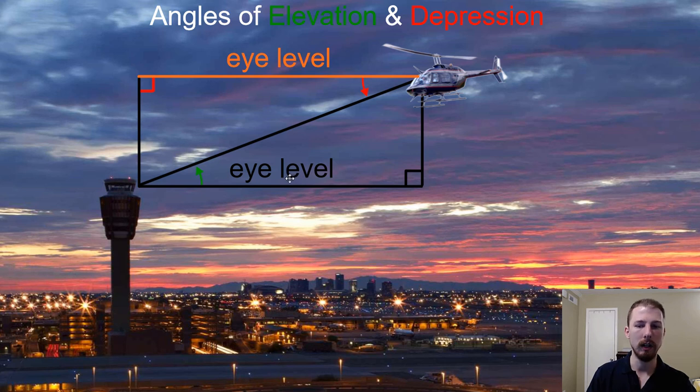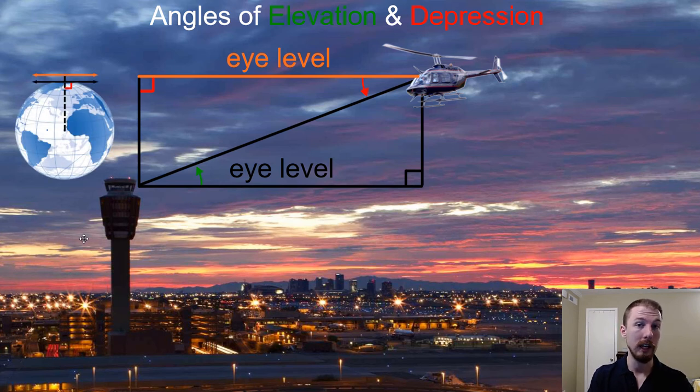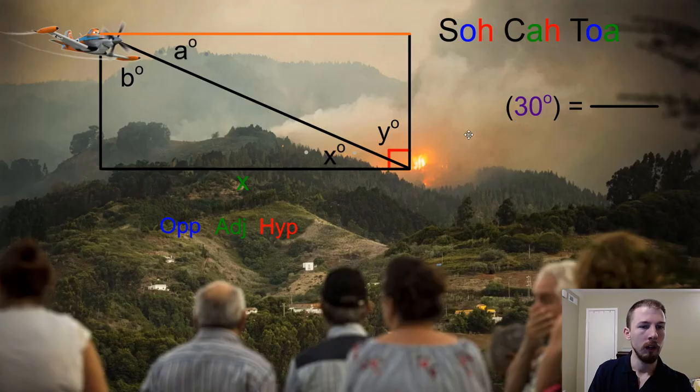Well, eye level is not parallel to the ground, because the ground's actually round. So instead, we have to say that they are tangent to the radius going through the point of tangency directly below them. And since they're both tangent to the same radius, they are going to be parallel to each other, meaning that the angles of elevation and angles of depression are going to be alternate interior angles.